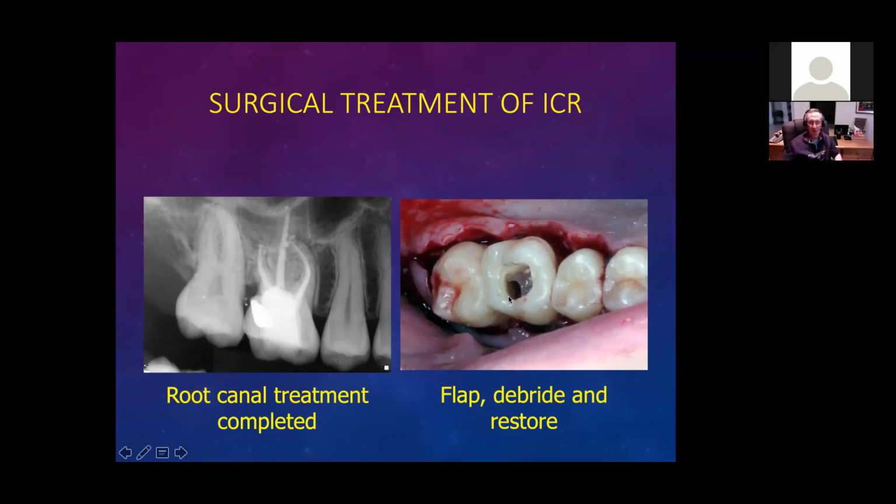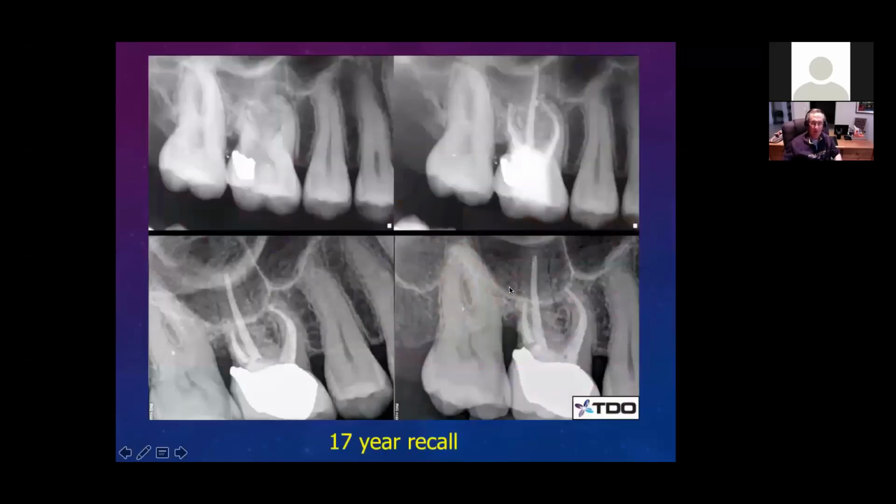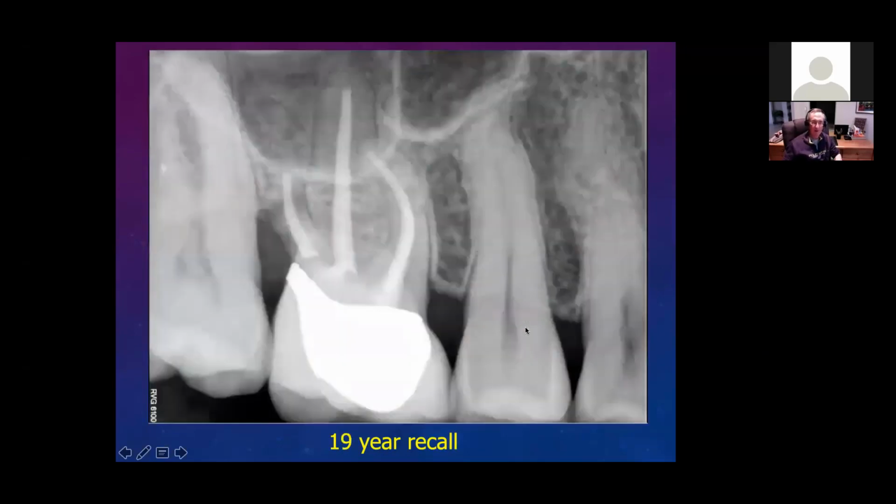So I completed the endo, and then he flapped it and debrided it and restored it. And here we are at 17 years. And then I recently saw this patient again. Here we are at 19 years. We've lost some bone on the distal here, but basically, that's pretty good, a 19-year recall.